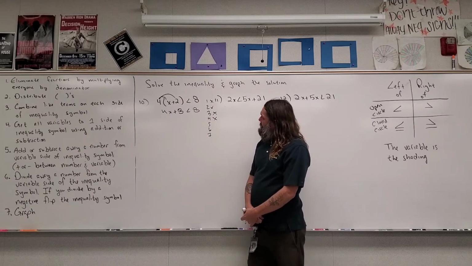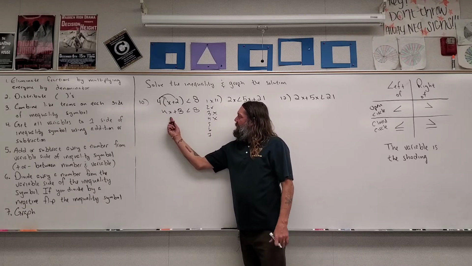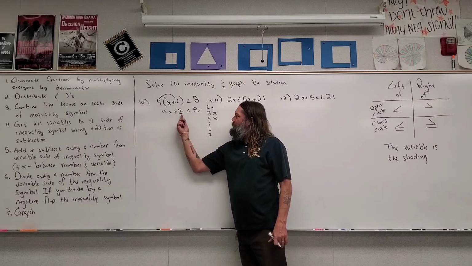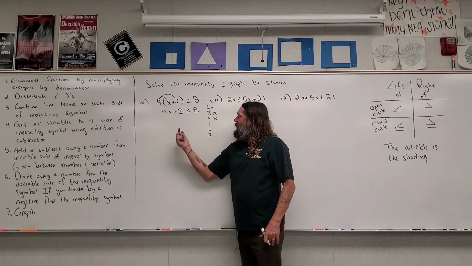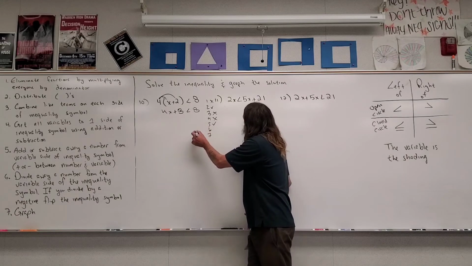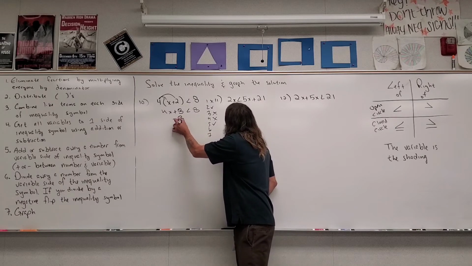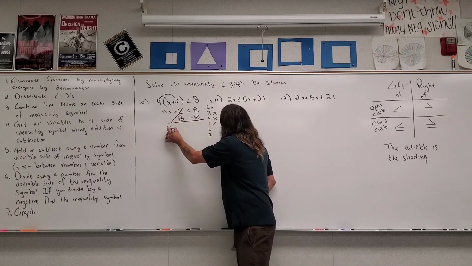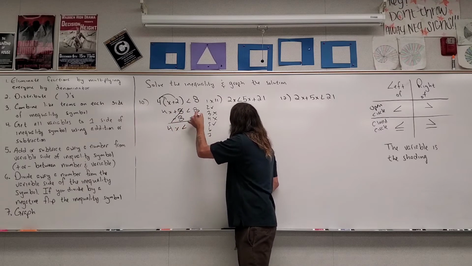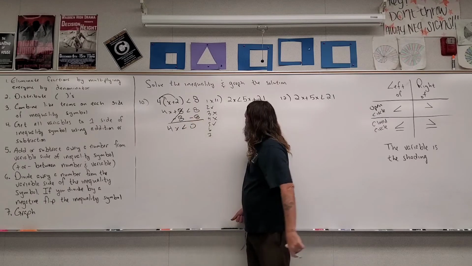Can I add or subtract away a number from the variable side of the inequality symbol, meaning I have a plus sign between a number and a variable? I do have that. I have a plus 8, so I'm going to make the plus 8 go away by subtracting it to both sides. Minus 8, minus 8. That cancels out. I'm left with a 4x is left of, let's see, 8 minus 8 is 0. 4x is left of 0.